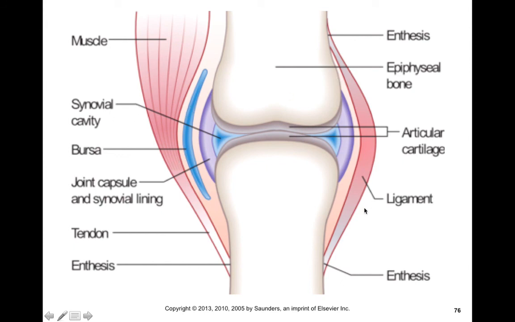Now, we can also find supporting ligaments. This is an example of the knee joint. This supporting ligament could be like the medial collateral ligament or the lateral collateral ligament. Basically just supporting ligaments that help to also hold the joint together.